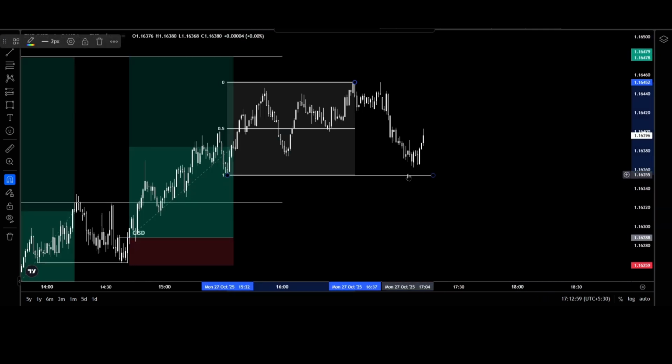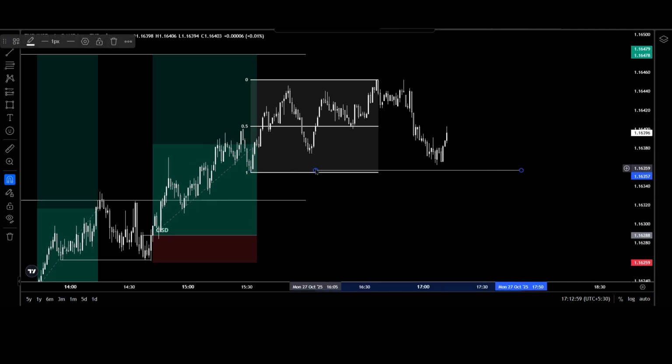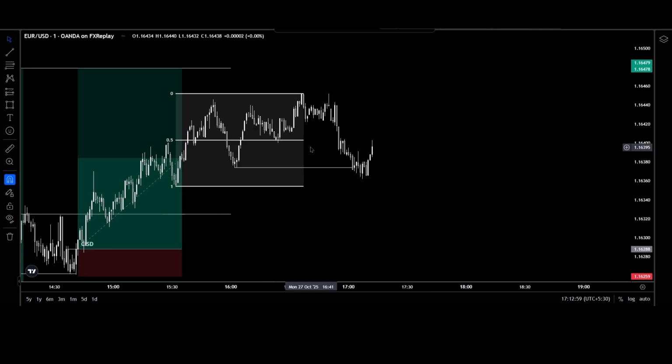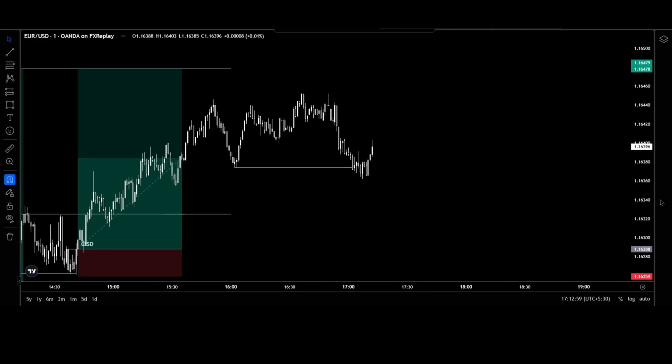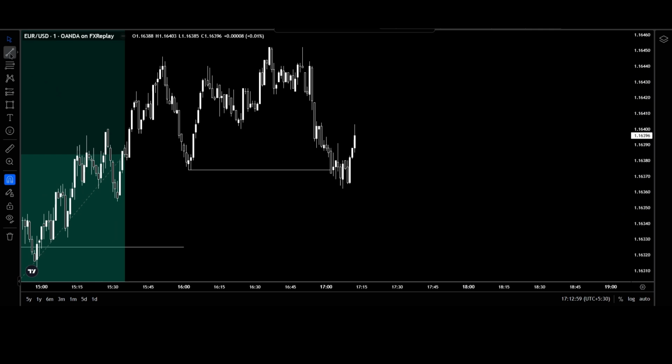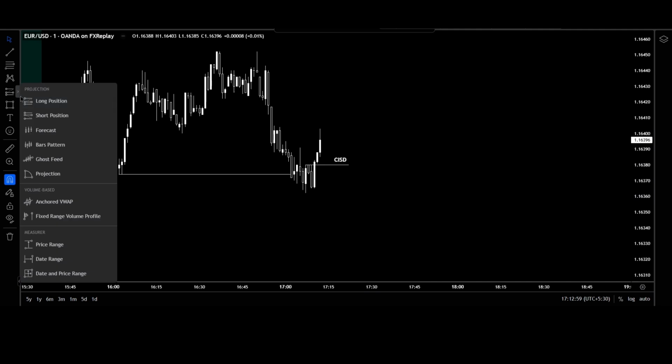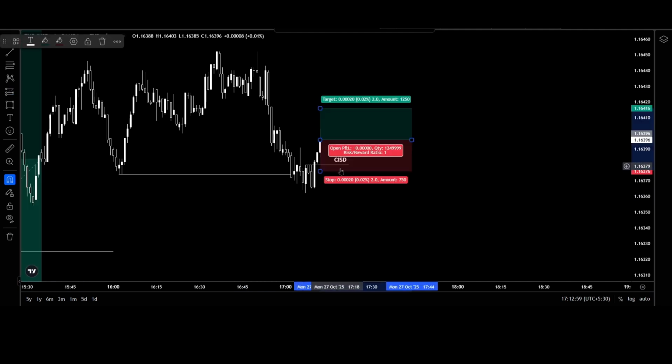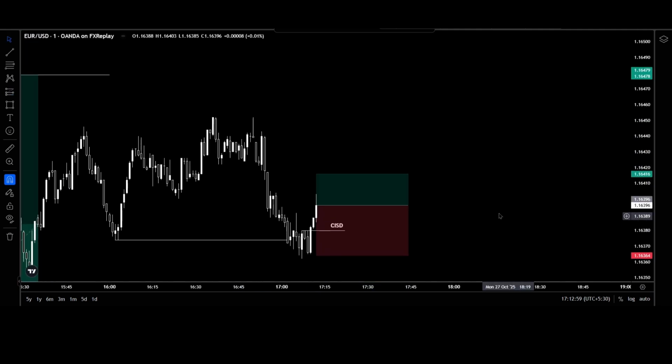Now the market has created a high and started moving lower. So we can once again measure the premium and discount of the range. We can see that there's a low under the discount level, which has been taken out. Once again, we have a bullish confirmation, a change in the state of delivery. So we'll enter a long position, place our stop loss below the low, and target the 15-minute buy side liquidity.